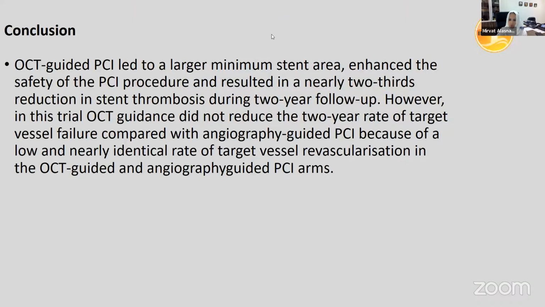And the conclusion is you'd still get larger stent area, better safety with OCT, and hence reduction in stent thrombosis, which is a potential complication at 2 years, but it did not reduce the 2-year target vessel failure compared to angio alone. And, you know, we can get into why that is, and I'm sure you probably already discussed it.